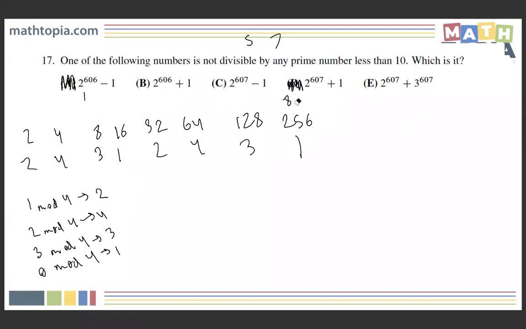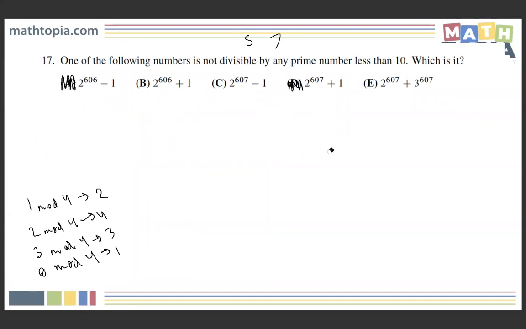So let's erase all this and look back at these choices right here. The thing is, for E we'll also need to look at the 3 to the 607 term, because this isn't just a 2 to the 607 term, we're also adding on a power of 3. So we'll have to take that into account. But first we can use this on these two choices, and also on this term. But once again, we need to do something else for this term.